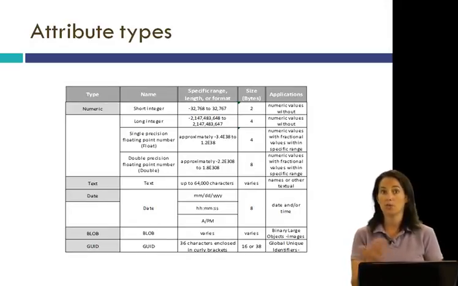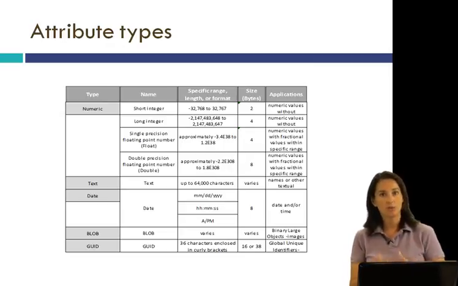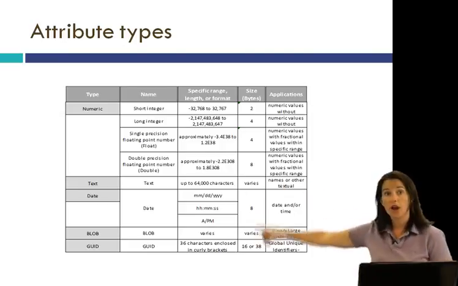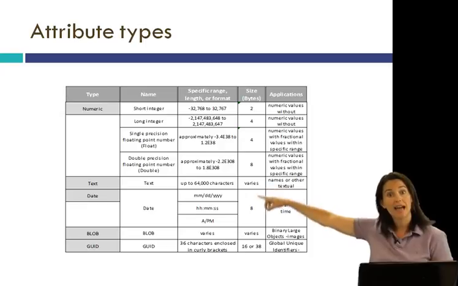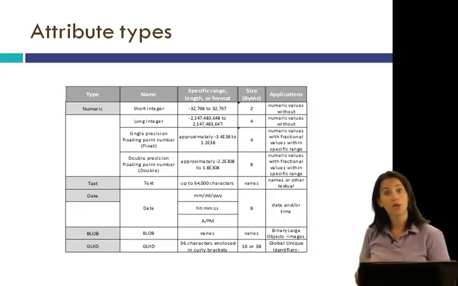So, who's the manufacturer of the hydrant? That's going to be text, because you're going to want to be able to type in M-U-E-L-L-E-R. Or you could have a drop down. I'll go over that in a minute. So attributes have different data types. Notice over in the gray: numeric, text, date, blob, and GUID.